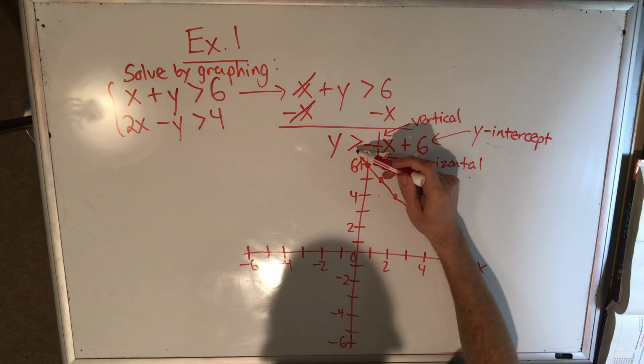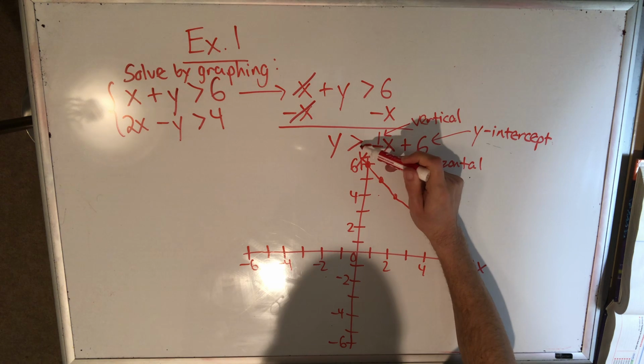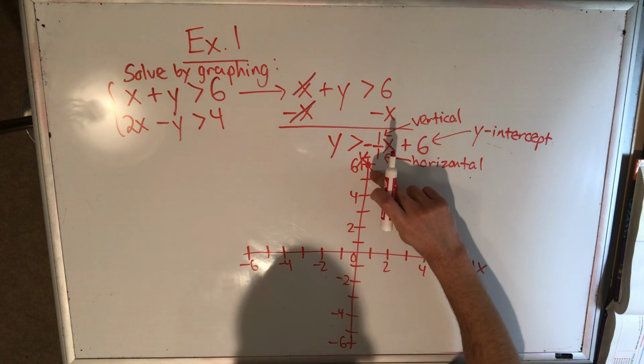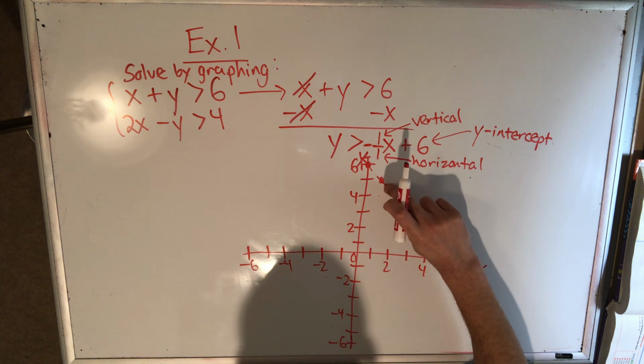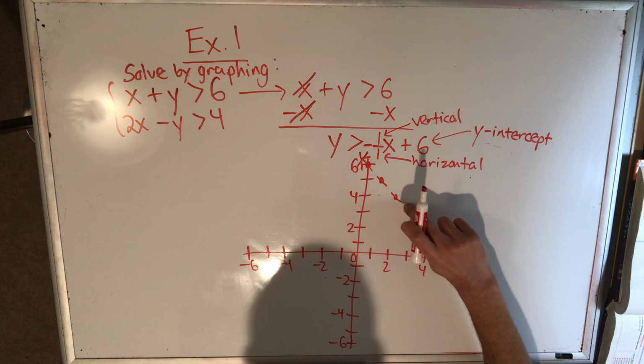There is no little line for equal to underneath the inequality symbol, the greater than symbol. So actually we need to have a dotted line to indicate that points on the line are not part of the solution.